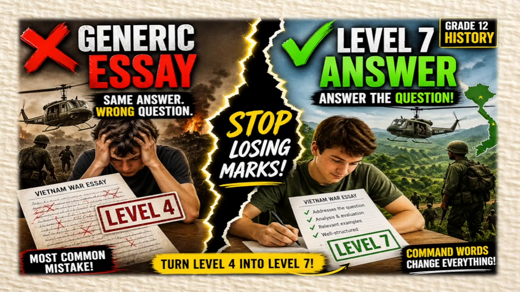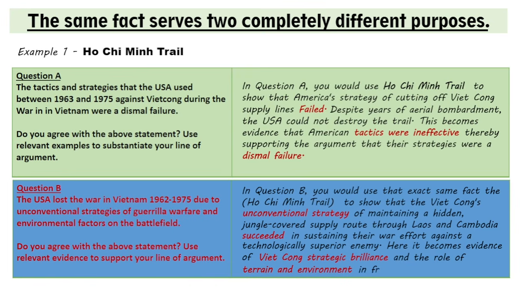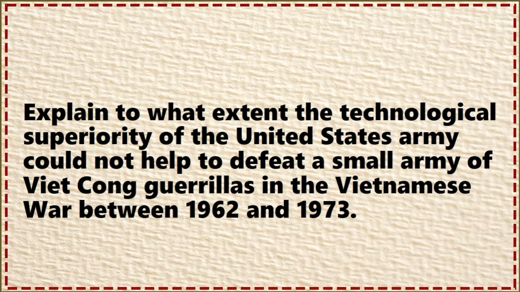Having established that different questions cannot be answered by the same essay and that the same facts serve completely different argumentative purposes depending on the question in front of you, let us now turn our full attention to the specific question we will be addressing in this tutorial. Explain to what extent the technological superiority of the United States Army could not help to defeat a small army of the Viet Cong guerrillas in the Vietnamese War between 1962 and 1973.